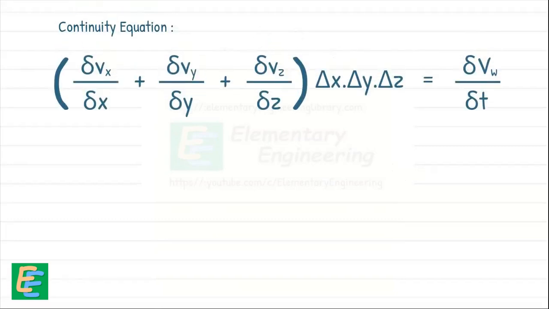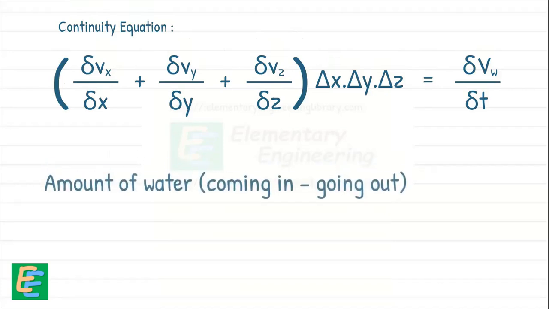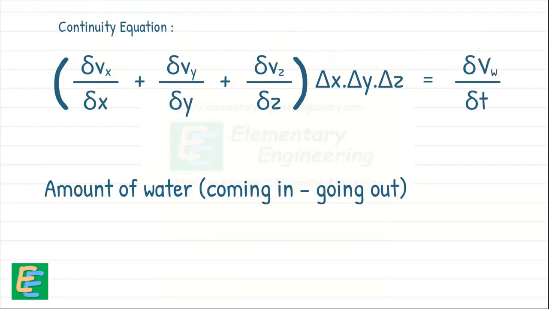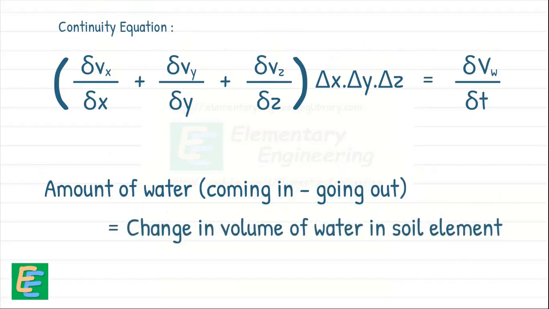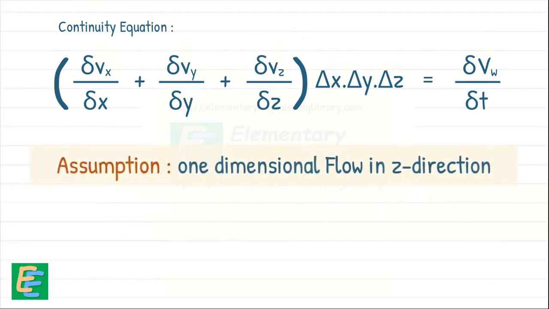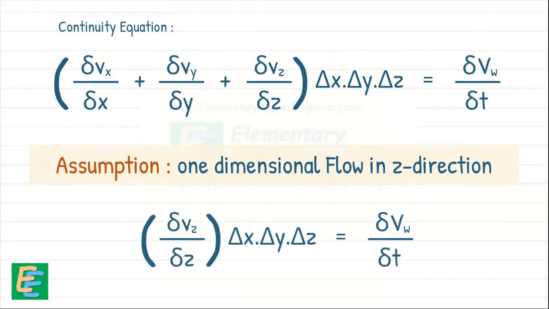We start with the condition of continuity of flow, which is applicable to all flow situations. This equation describes the amount of water coming in the soil element minus the amount of water going out of it, and it is equal to the change in volume of water present in the soil element. As we assumed only one-dimensional flow in the Z direction, the equation reduces to this.